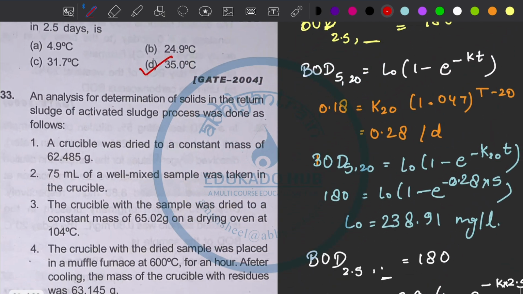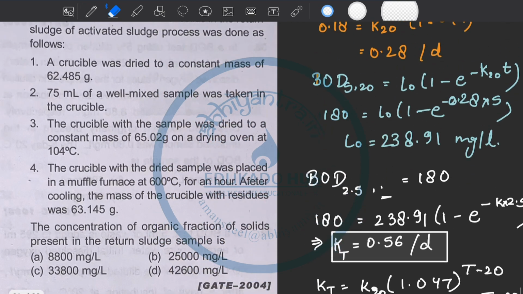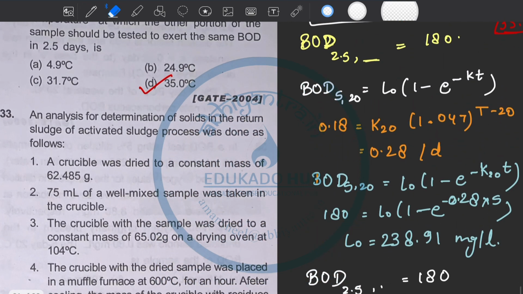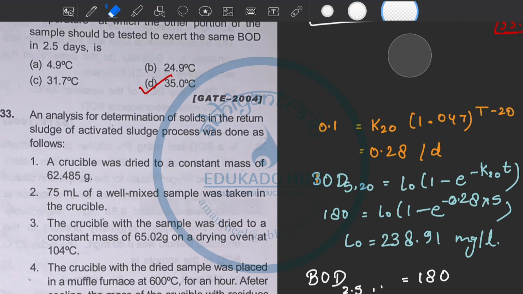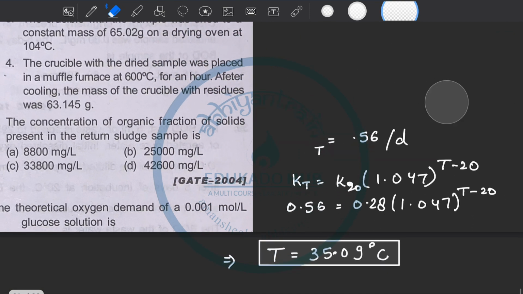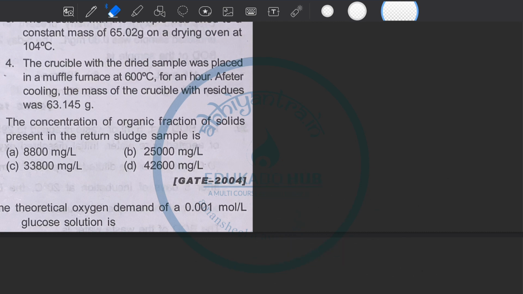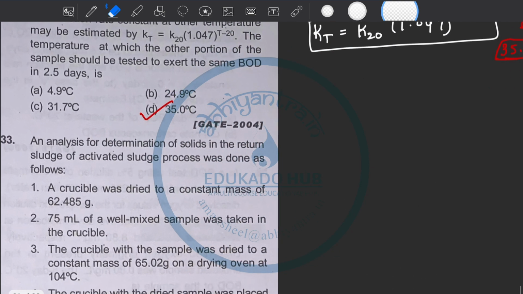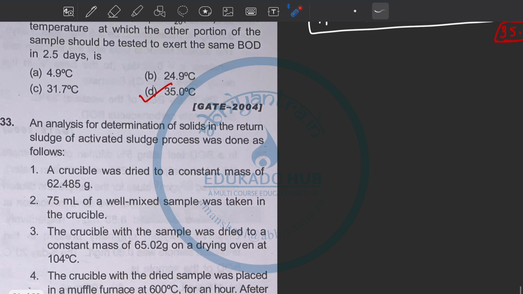Now let's see the next question, which is question number 33. For that I need some clear space. All right, let's move on.